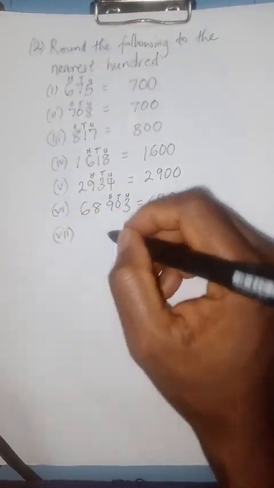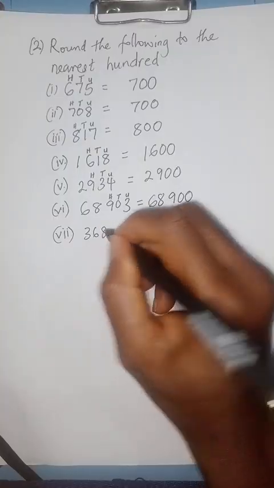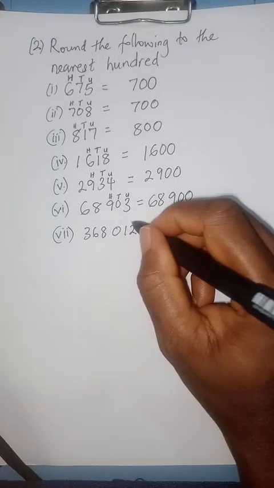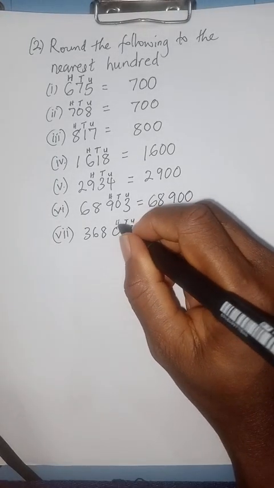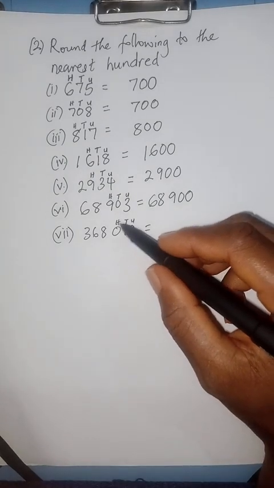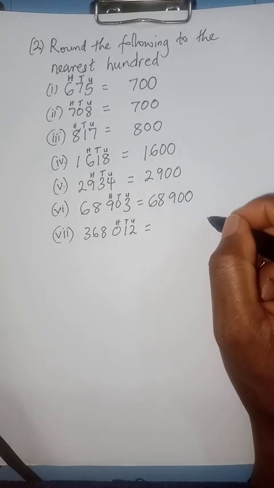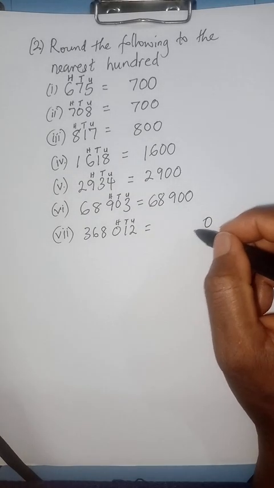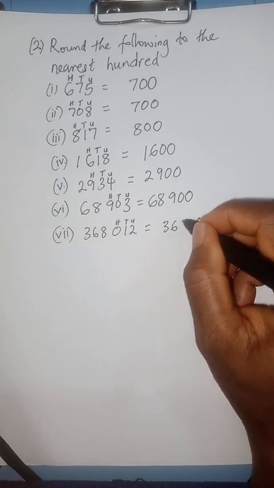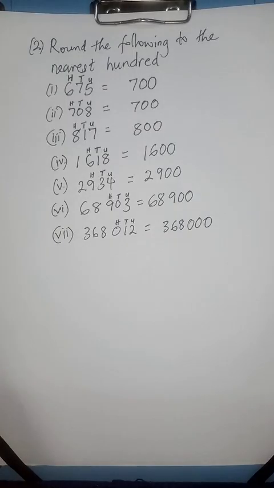Number 7 example, I have 368,012. Unit, tens, hundred. So what do I do here? I'm focusing on tens and hundred. So the unit is 0. Since the tens is 1, I'm rounding down. So 0, 0, and then you write 368. That is your value. So it's easy peasy, like we said.